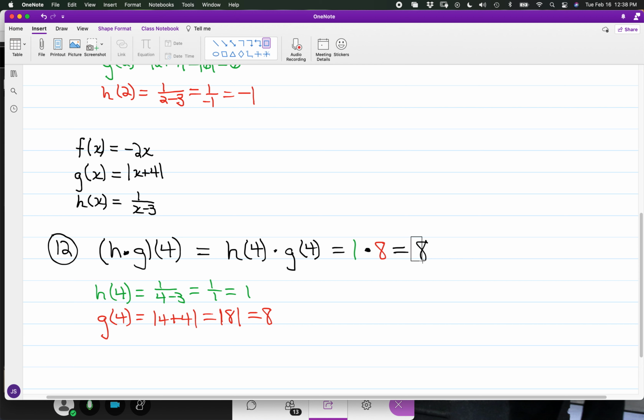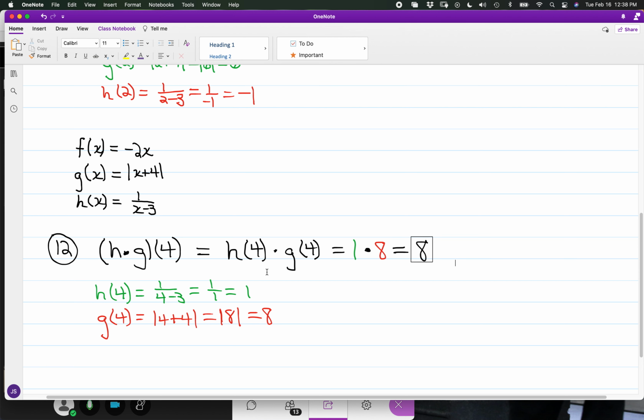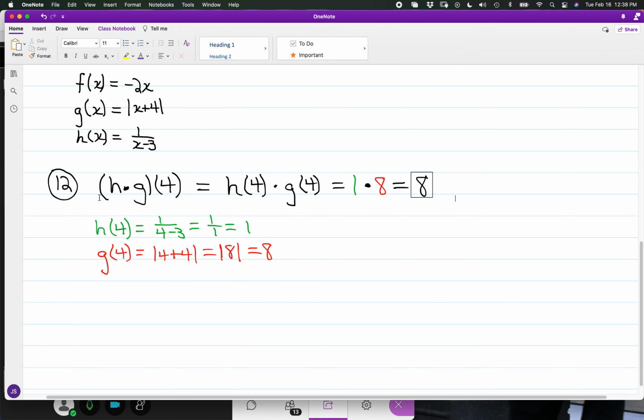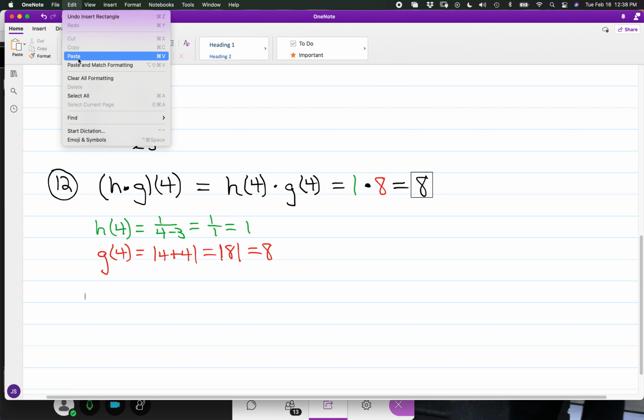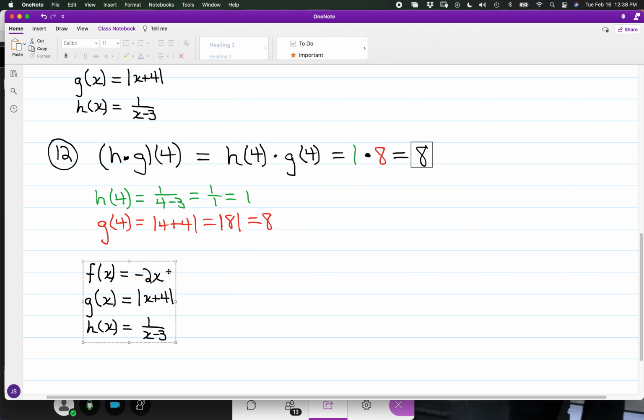And again, you can take more than one approach, but since we're looking at just h times g of 4 and no other inputs, you can just go ahead with the specific case, which I did. Now, with regard to number 14, again, we're just referencing the very same functions.